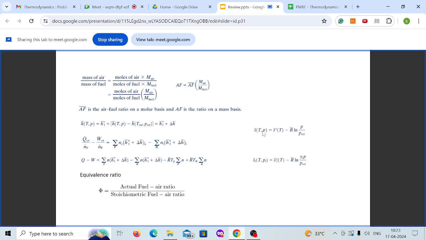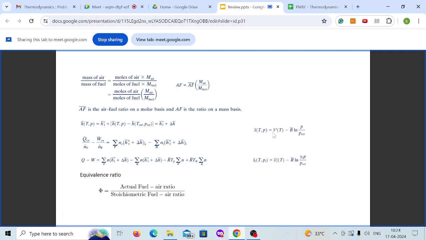And similarly, entropy can be found out as S at any temperature and pressure is your entropy at the reference point temperature minus R, the gas constant, not universal gas constant, gas constant times ln P by P reference.